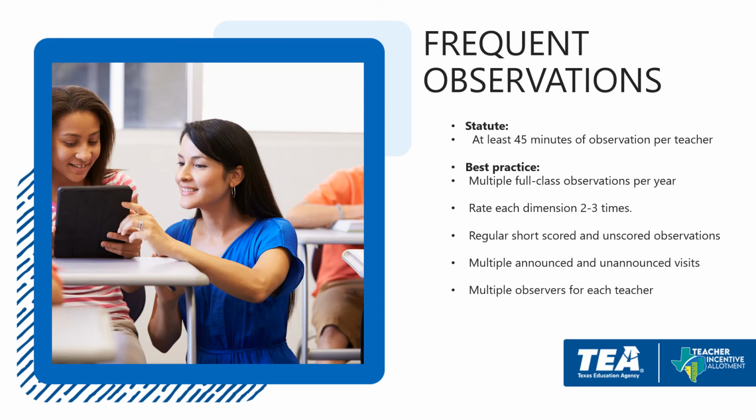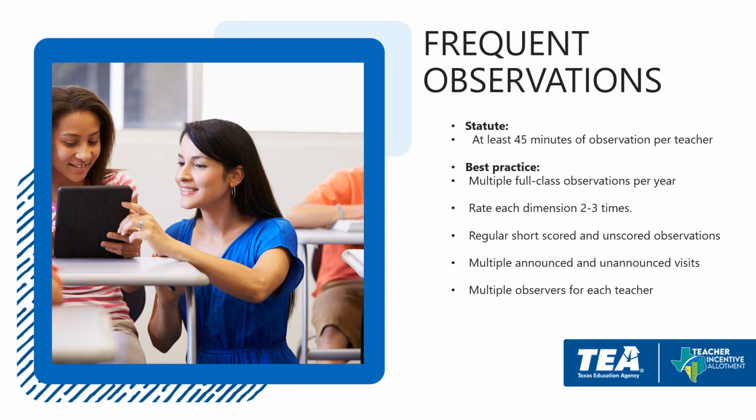The first best practice is frequent observations. Statute requires 45 minutes worth of observations per teacher during the year. However, for highly valid and reliable data, best practice is to observe multiple full classes so the appraiser can see a variety of teaching moves during different parts of the lesson. Like everyone, even highly effective teachers have days in which their teaching practice isn't as strong. If an appraiser is watching them teach regularly and rating their performance, the average rating is much more likely to represent their consistent skill over time.